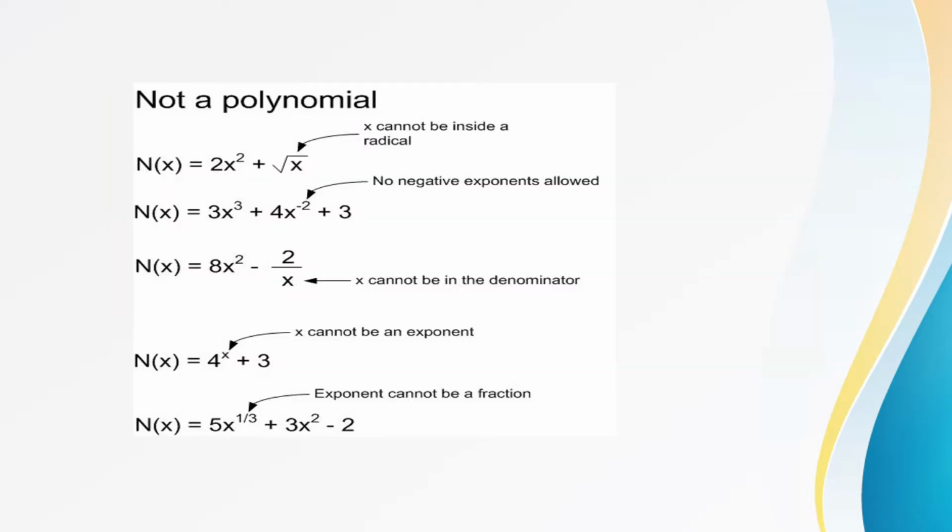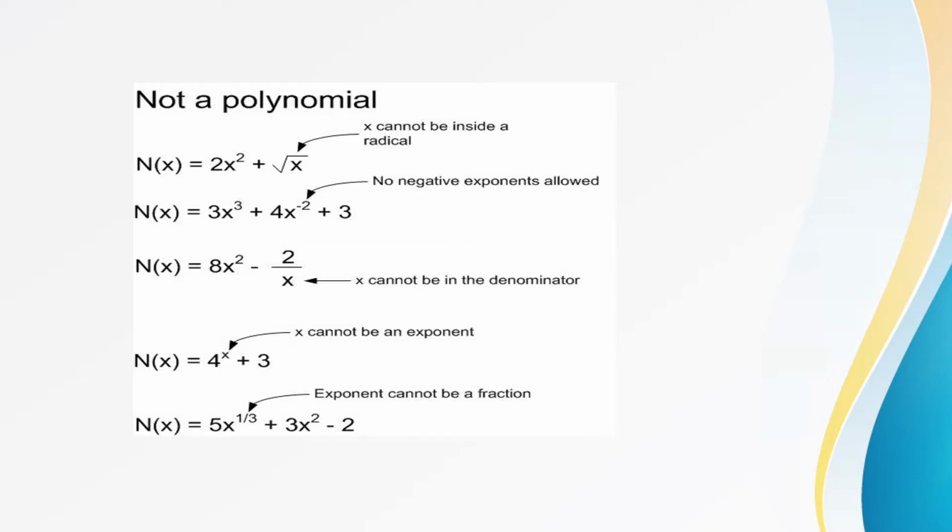We can also depict which are not polynomials. N of x is equal to 2x^2 plus root x. This cannot be a polynomial because x cannot be inside a radical. Then n of x is equal to 3x^3 plus 4x^-2 plus 3. It is not a polynomial because no negative exponents are allowed. N of x is equal to 8x^2 minus 2 by x. X cannot be in the denominator, so it's not a polynomial.